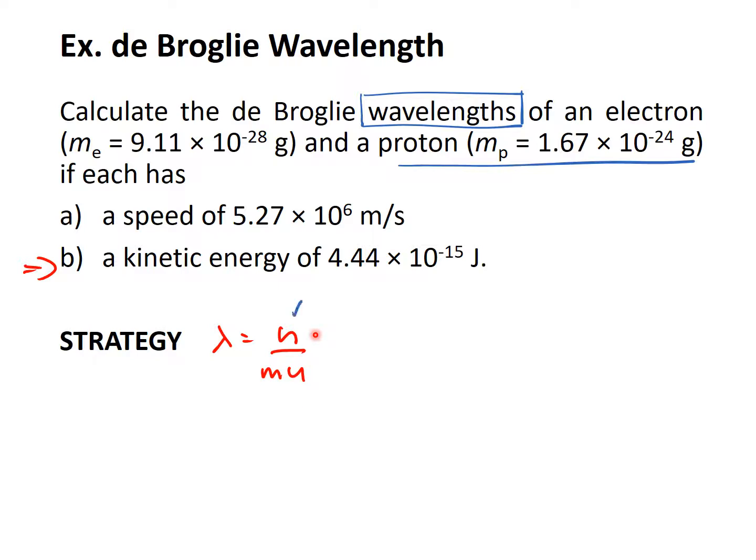H is Planck's constant, so we know that value. M is the mass of the proton, and we're given this value. And we are asked to calculate lambda, which is the de Broglie wavelength. So you can see that in order to solve this question, we need to know the speed of a proton.